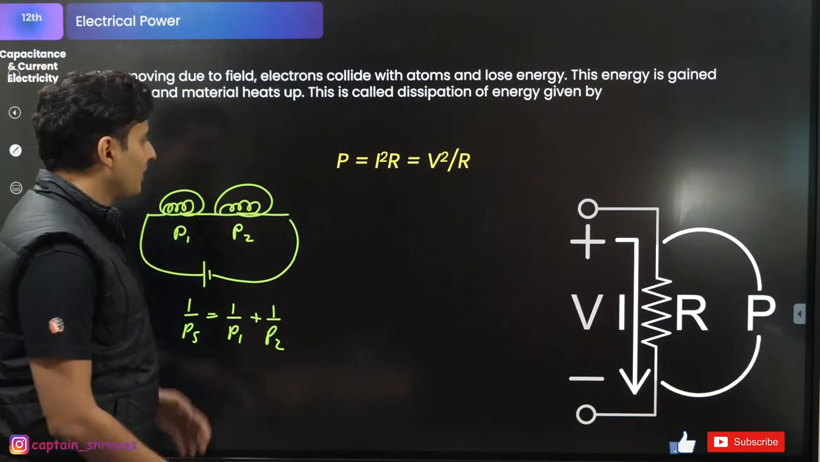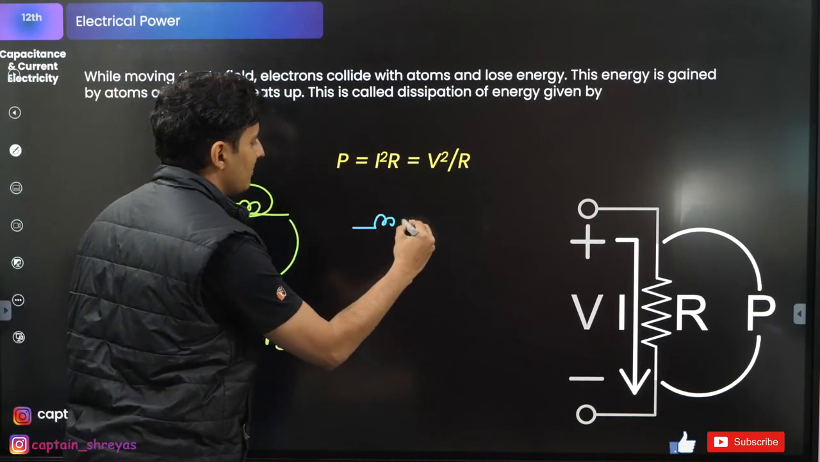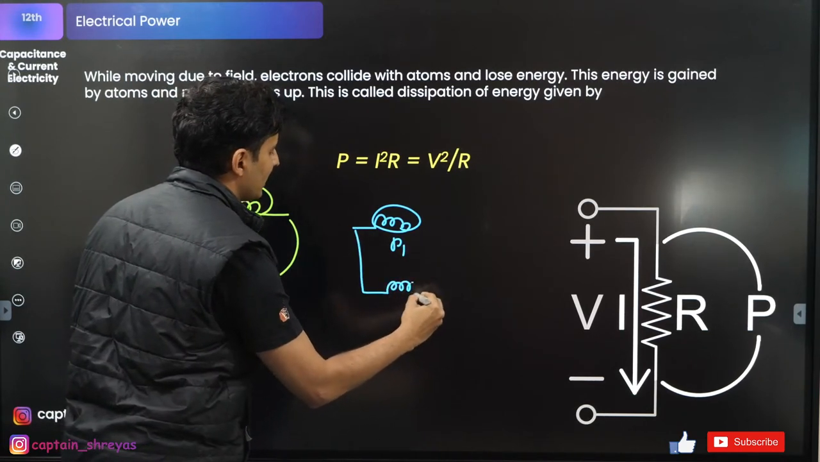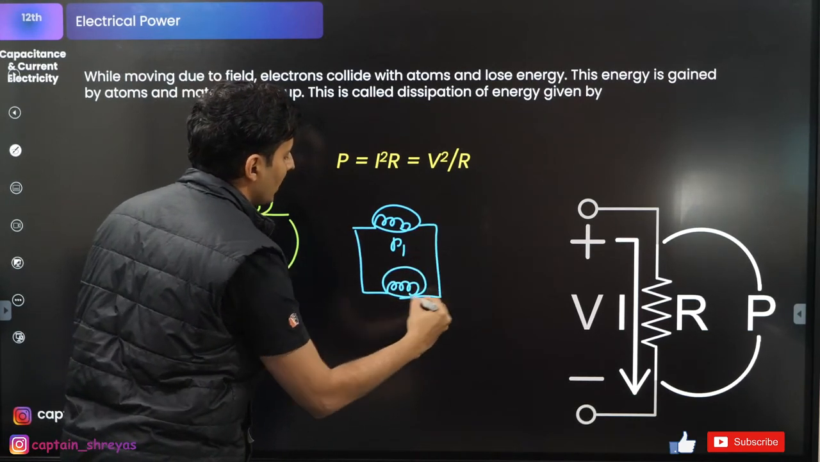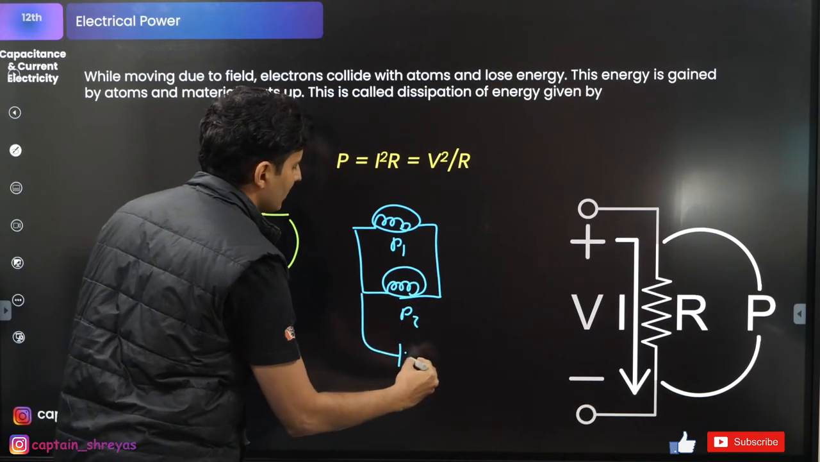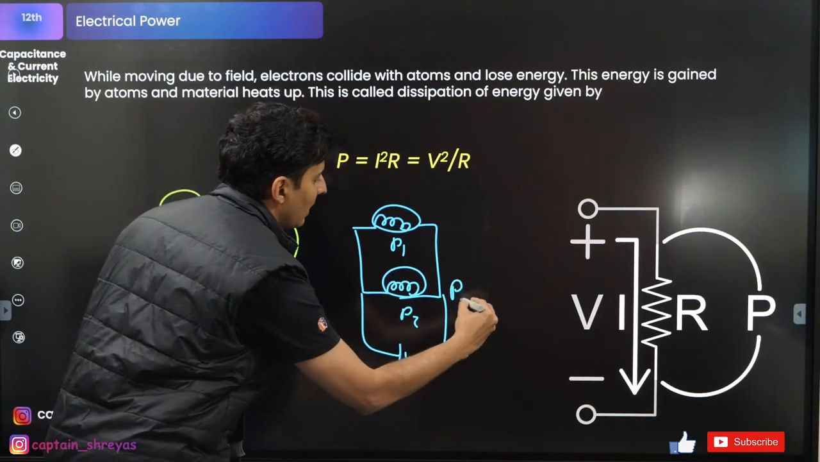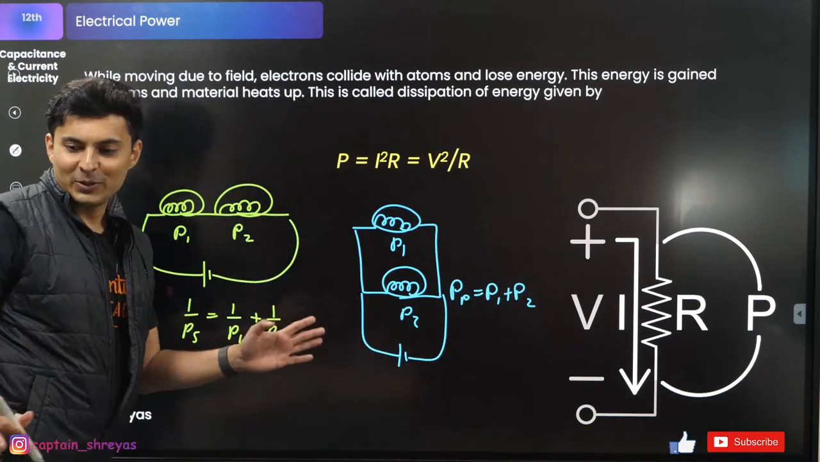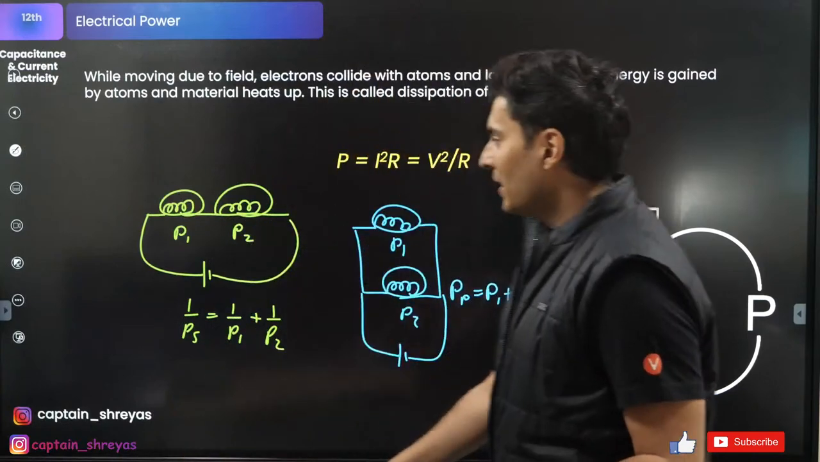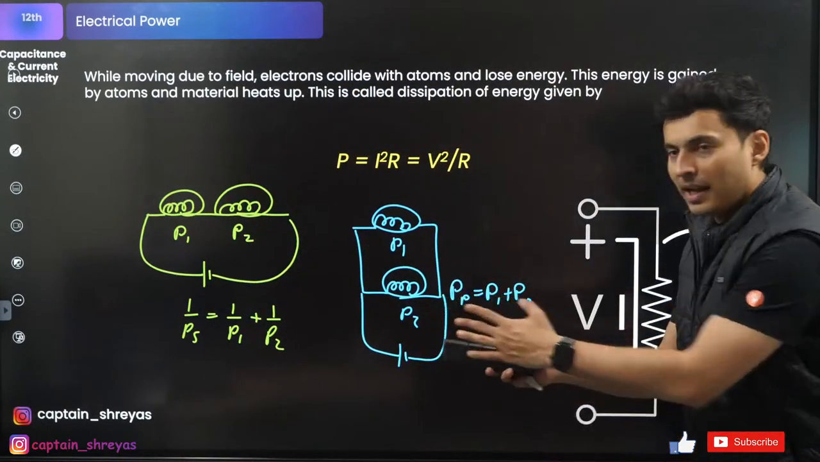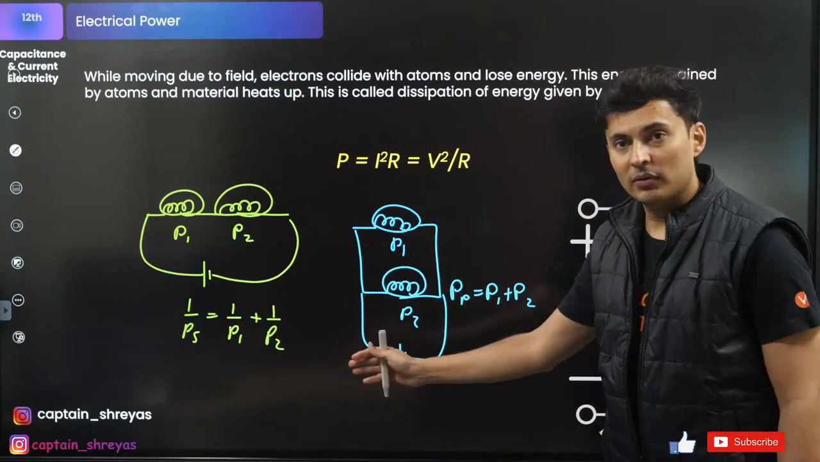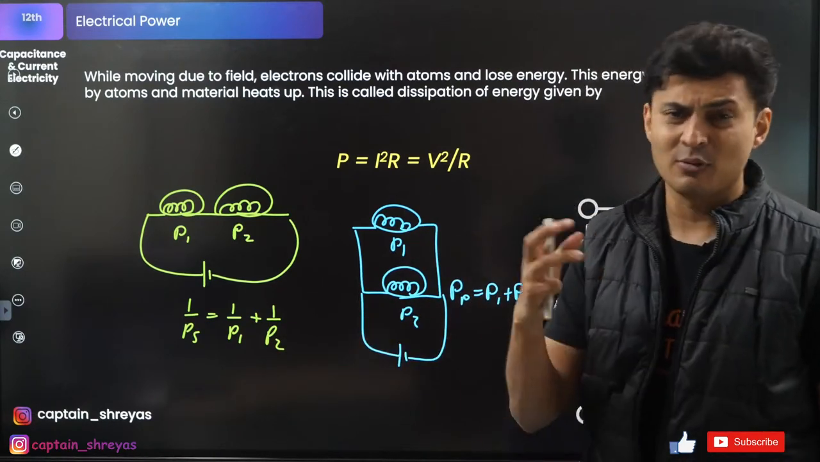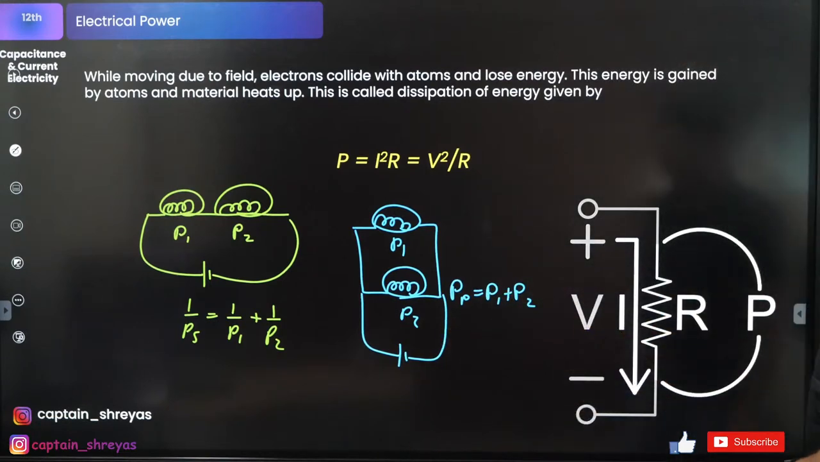And exactly the reverse for bulbs or resistors in parallel. Imagine a bulb of power P1 and another bulb or resistor of power P2, both in parallel across the same battery. Then the net power in parallel is just P1 plus P2. That's all. Keep this shortcut trick in mind; it will save you a lot of time in the examination. You don't have to break your head to find resistance, current, and voltage separately.